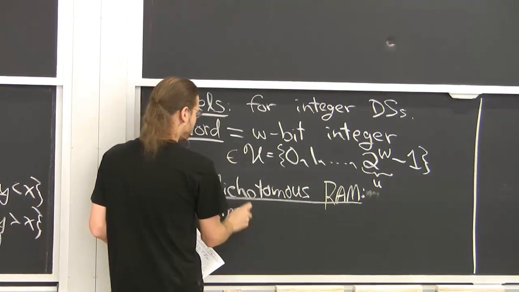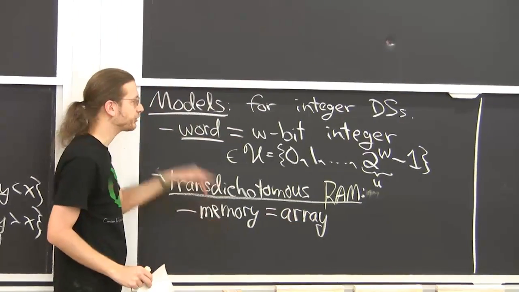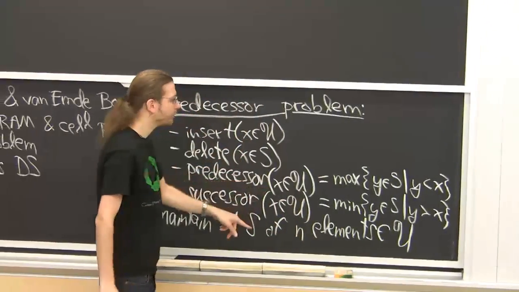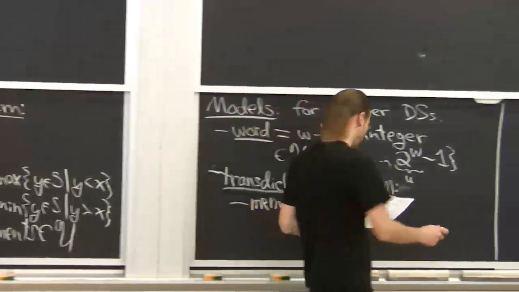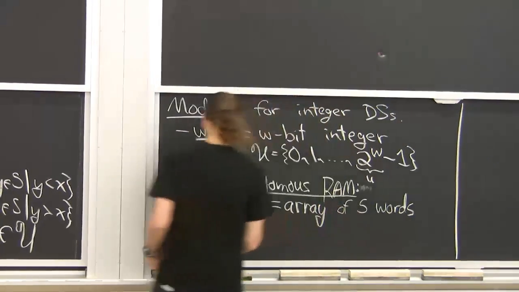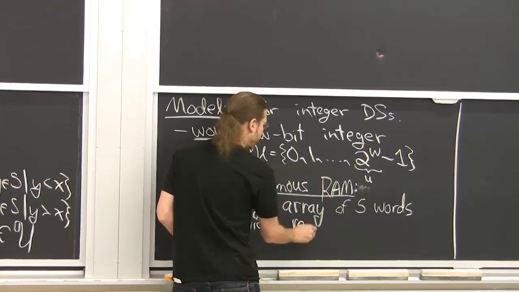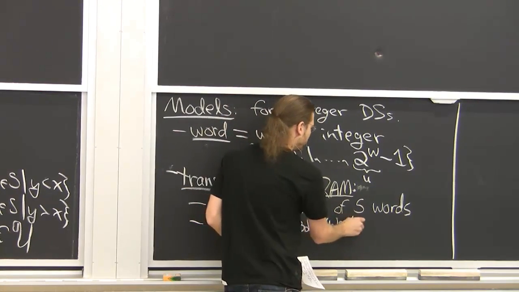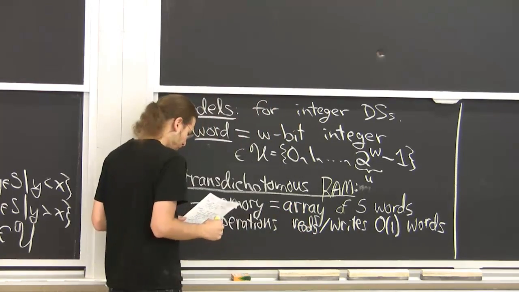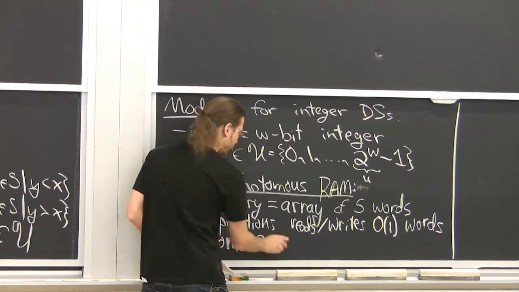So in general, in a RAM, the memory is an array, and you can do random access into the array. But now we're going to say the cells of the memory, each slot in that array, is a word. Everything's going to be a word. Every input, if you want, all these x's are going to be words. Everything will be a word, and in particular, the things in your memory are words. Let's say you have S of them. That's your space bound. In general, in a transdichotomous RAM, you can do any operation that reads and writes a constant number of words in memory. And in particular, you can do random access into that memory. But in particular, we use words to serve as pointers.